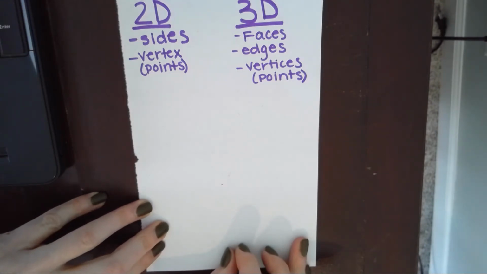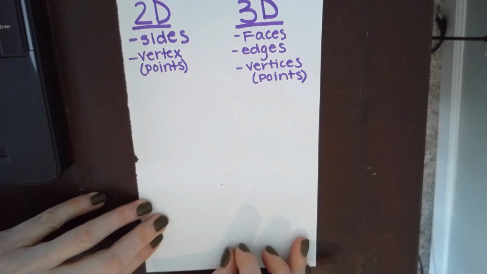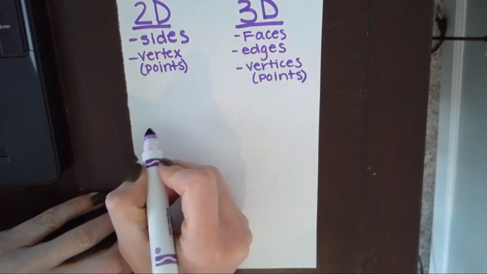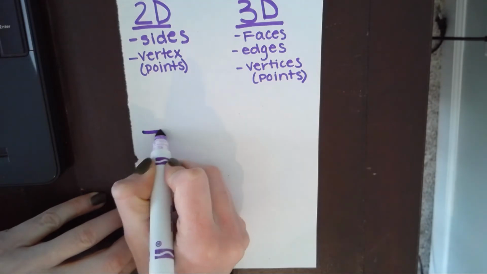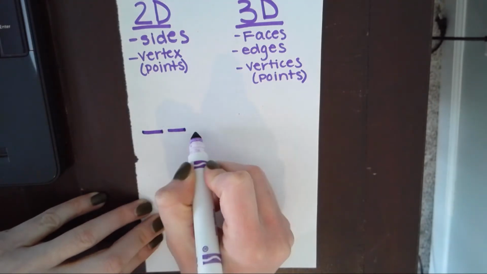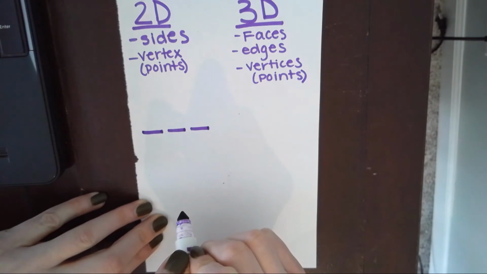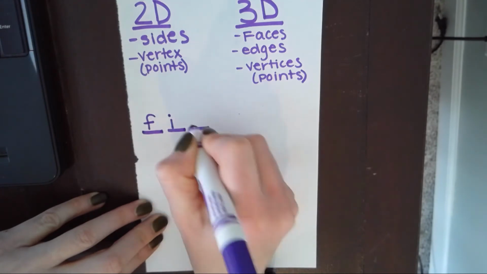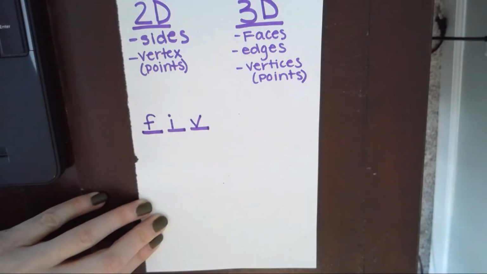So the first word is five. As I sound out the word five, I'm going to write a line for each sound that I hear, not necessarily each letter. So let me show you with the word five. In five, I hear f, i, v. Five. Now I'm going to go ahead and write five. F, i, v. Now this is what they're saying.